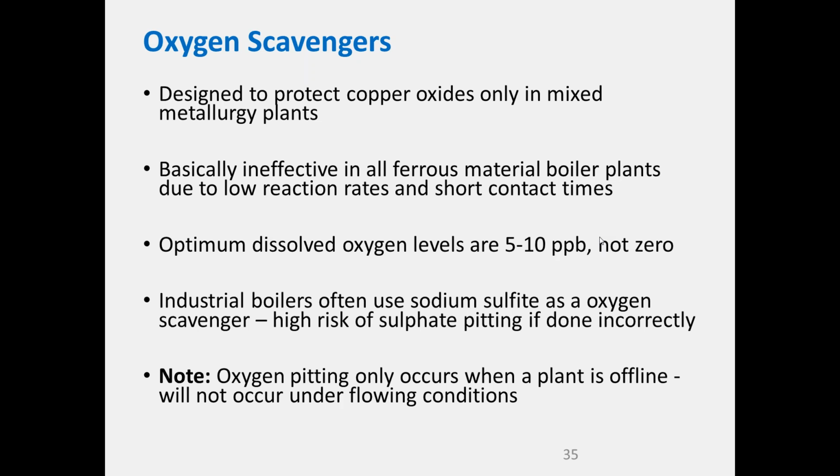The most common oxygen scavenger we see in industrial boilers is sodium sulfite. That gets added in, and again, this is directly derived from old steam train technology. And if you do this wrong, you basically get this risk of sulfate pitting, especially if you transport into your steam system, and that's probably one of the most common failures that we see in industrial boilers: sulfate pitting in the steam path, because they've been dosing sodium sulfite when they don't really need it, and it's coming through.